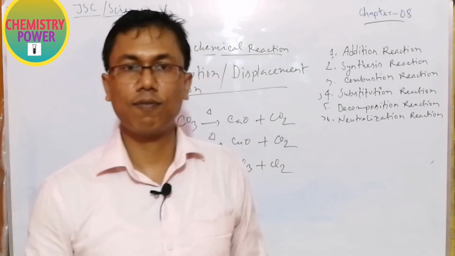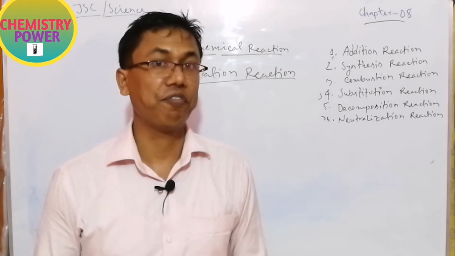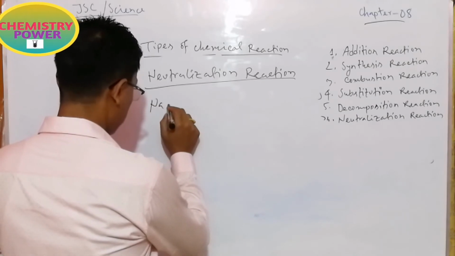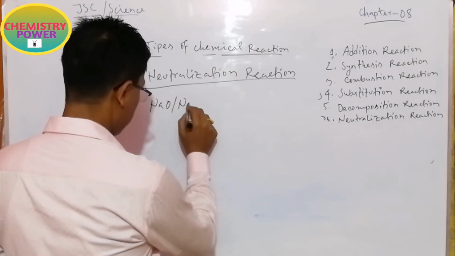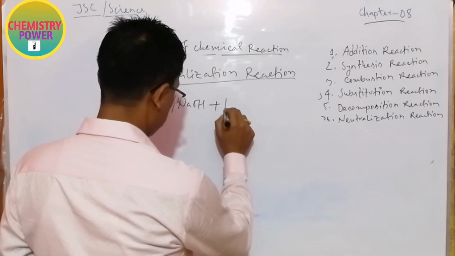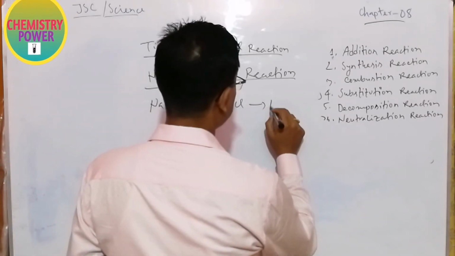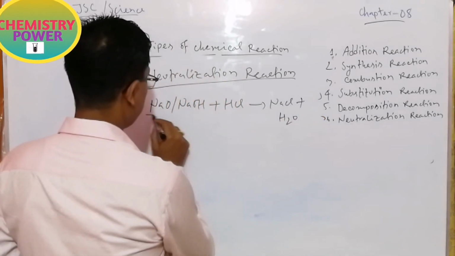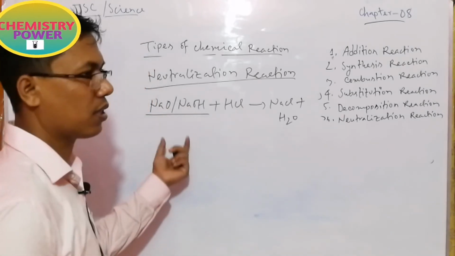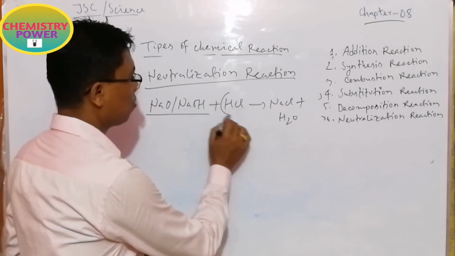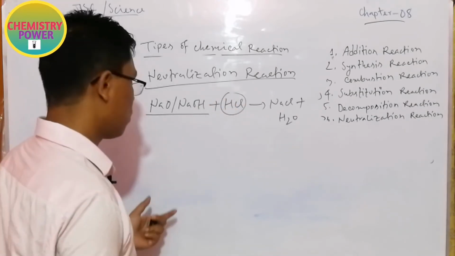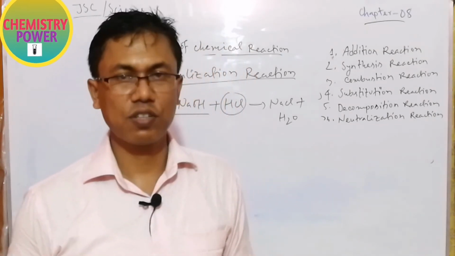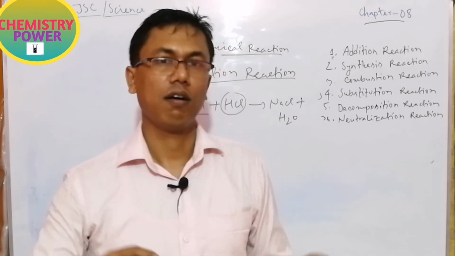There are a lot of examples for neutralization reactions. I can give you some examples. Sodium hydroxide plus HCl gives sodium chloride plus water. So here sodium hydroxide is a base and HCl is an acid. You have to remember one thing, that all metal oxide or hydroxide compounds are used as a base.